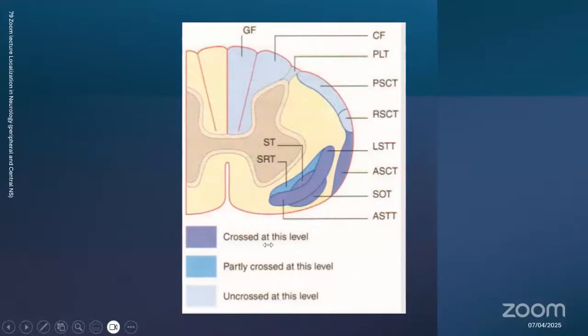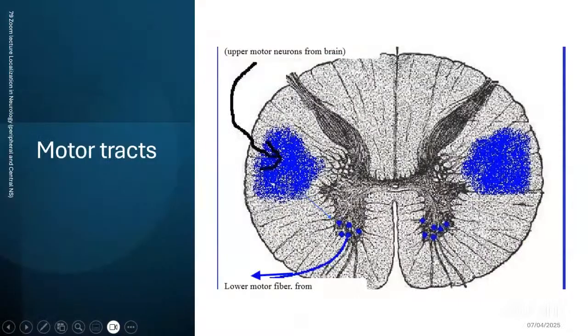Crossed at this level, partly crossed at this level. So these are the tracts which are going up, and these are the posterior columns and posterior spinocerebellar tract and rubrospinal tract. And these are the motor tracts and sensory tracts, partially crossed or uncrossed, which we see. So now you see this is the ventral horn. The lower motor fiber is coming out and it goes and supplies the muscle where the neuromuscular junction is. The upper motor neuron fibers are coming from the cerebral cortex. So the lower motor neuron is from the anterior horn cell to the muscle, the neuromuscular junction.